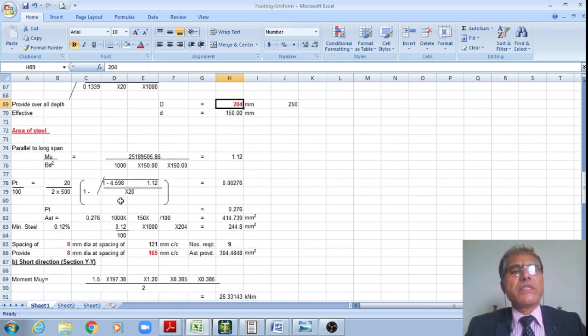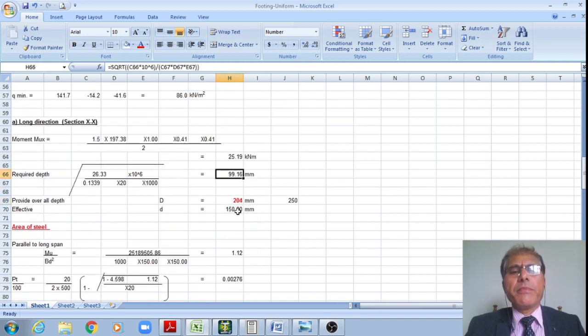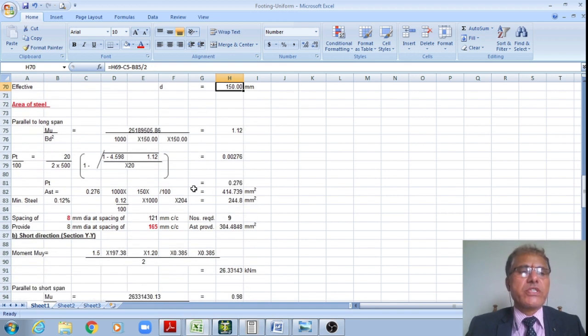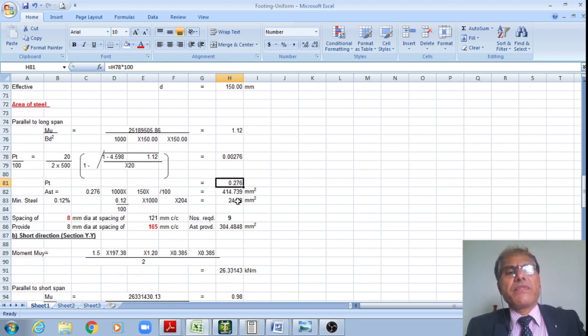Now I'll calculate the area of steel required. However, the depth required is just 99, but the depth provided is 150. Therefore, the section is an unreinforced section. Then I'll get Mu by bd square. For that, pt by 100 now works out to 0.00276. Therefore, I'll calculate the area of steel required. The percentage of steel is 0.276 from the table of SP 16. Therefore, I'll calculate the area of steel required.